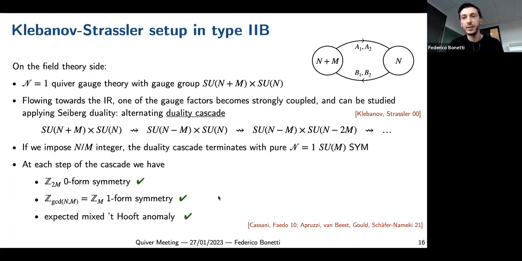We were looking at this case in Type IIB in order to see what is the stringy counterpart of those features, because the hope would be then, for instance, to learn something that one can apply to other situations. Okay, thank you.